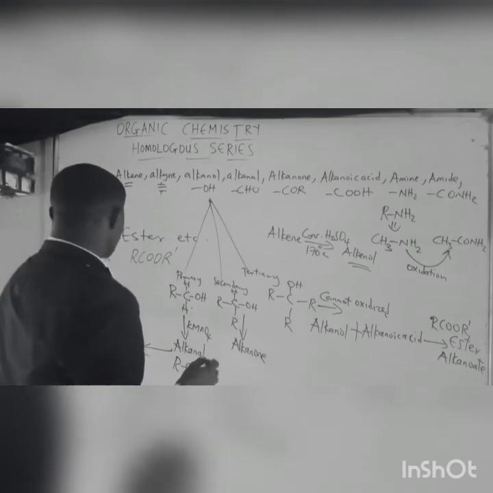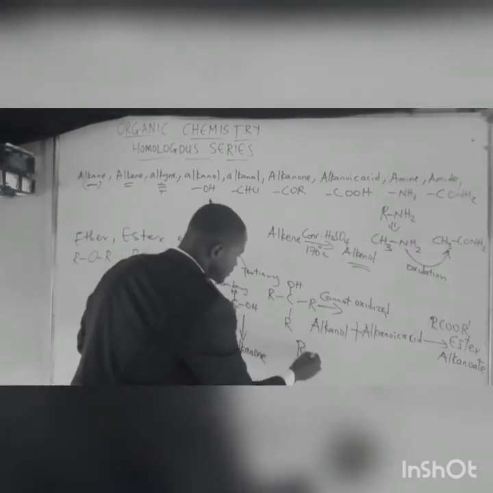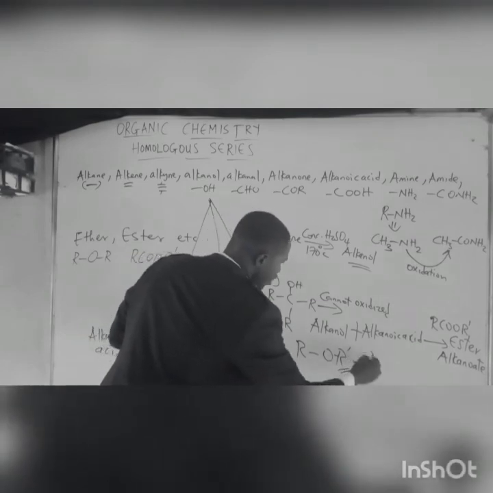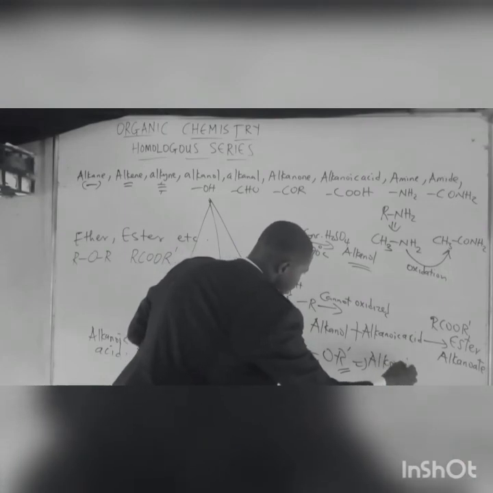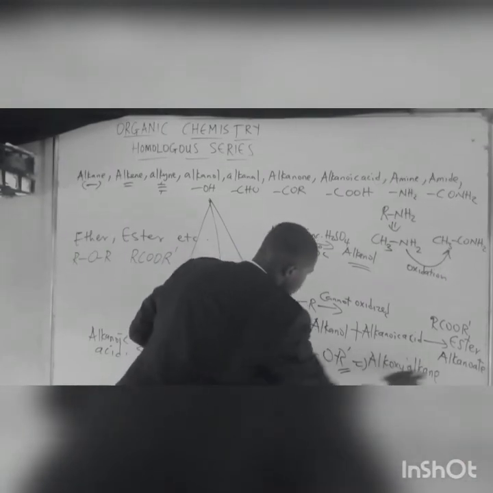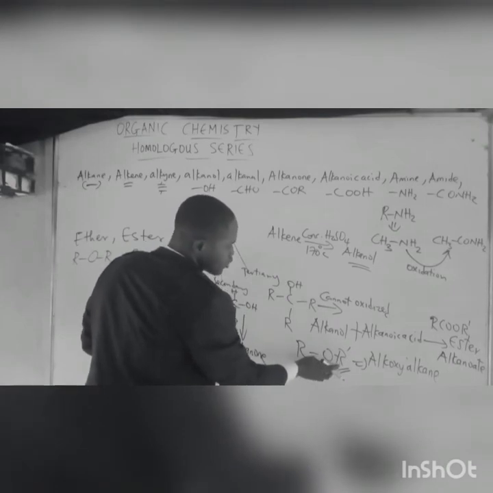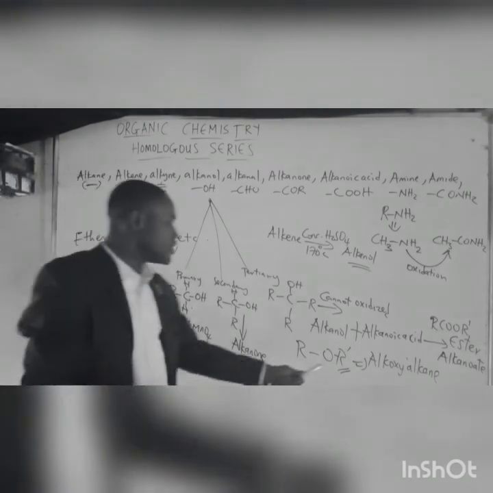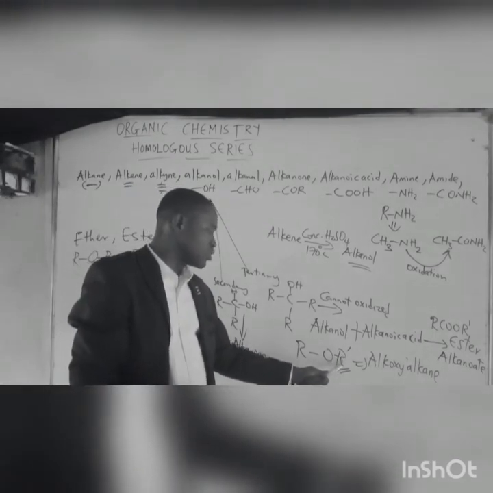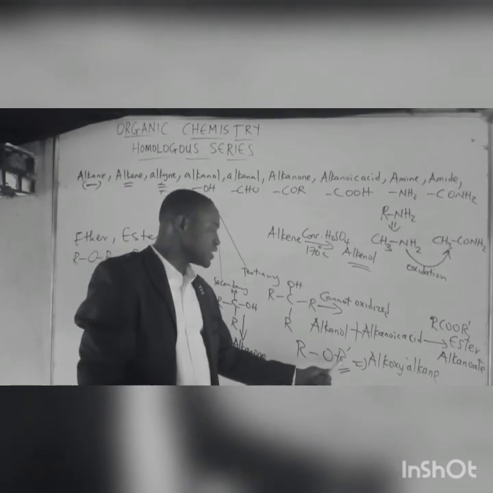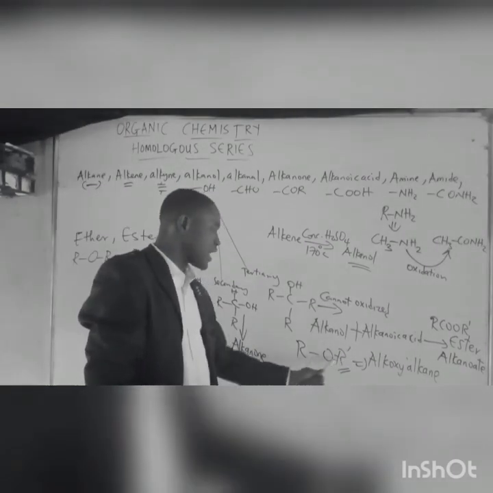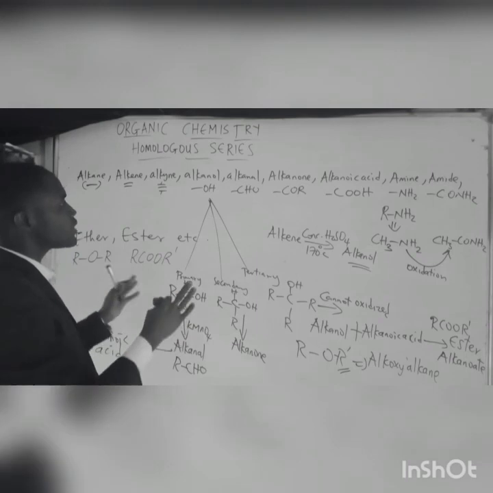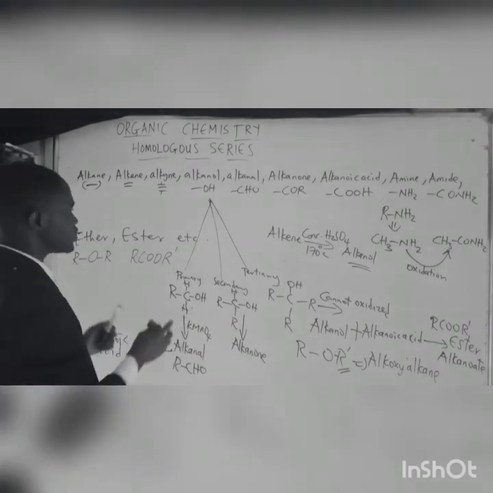Okay? Then ether is written this way. Where you name this first, that is why we call it alkoxy alkane. So you name this alkyl group first before you name the whole. If the alkyl group here is methyl, you call it methoxy alkane. If it is ethyl, you call it ethoxy alkane. That is how you name it. So this is just a summary of what happens in homologous series and their functional groups.